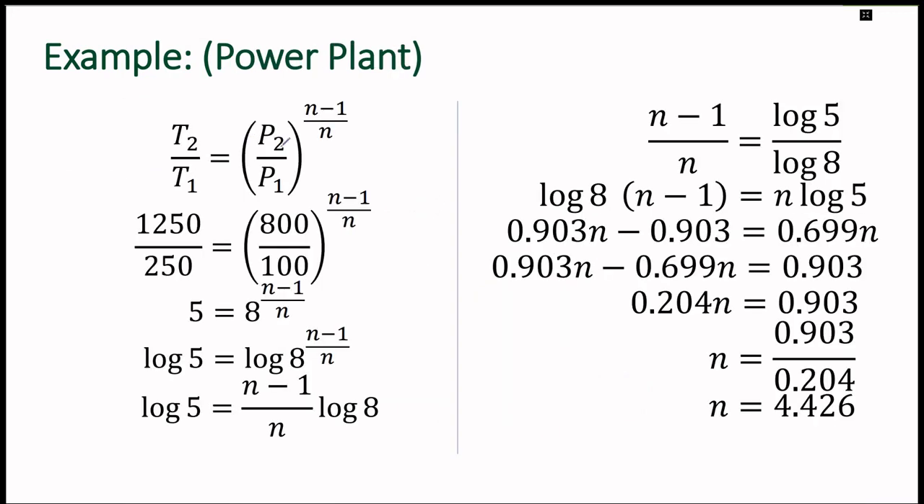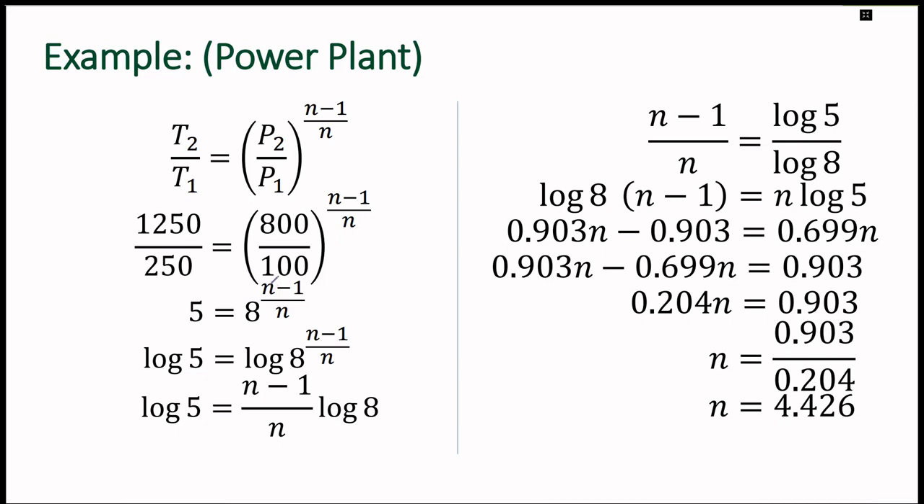Power plant example: we have expressions for the relationship between temperature and pressure. This is isentropic, or rather polytropic since it has n. We have a process, and we want to get the value of n here. It looks medyo complicated, but let's try to find out. We are already given T2 and T1, so we substitute all the temperatures. Then we have 5 if we divide this one, and 8 if we divide this one. So whole numbers pa gyud.